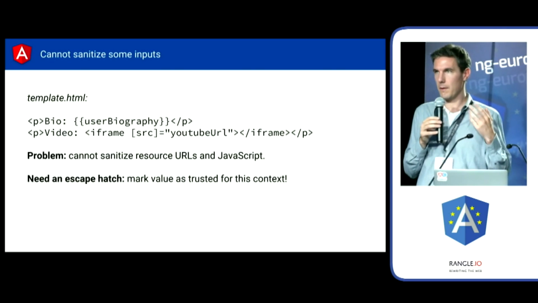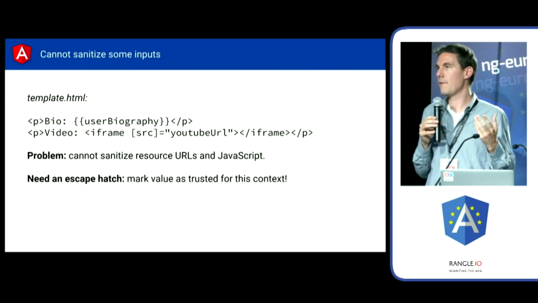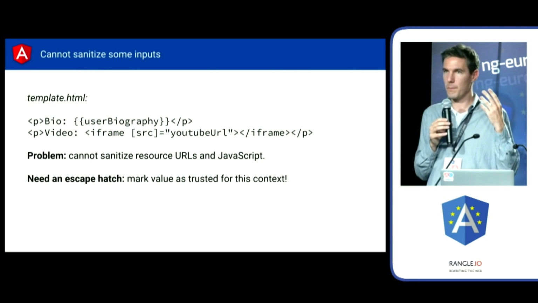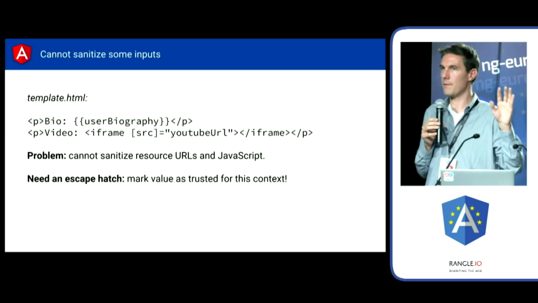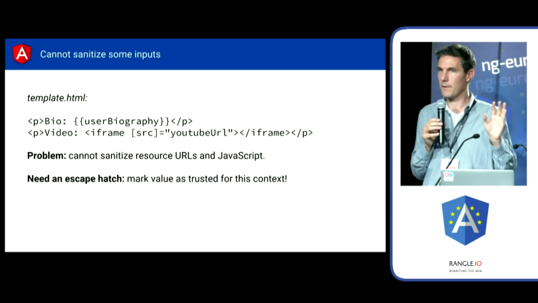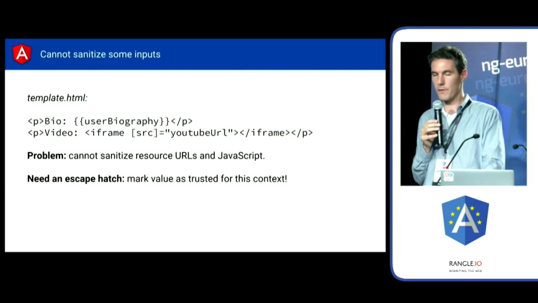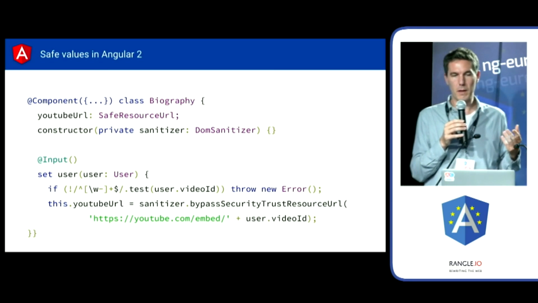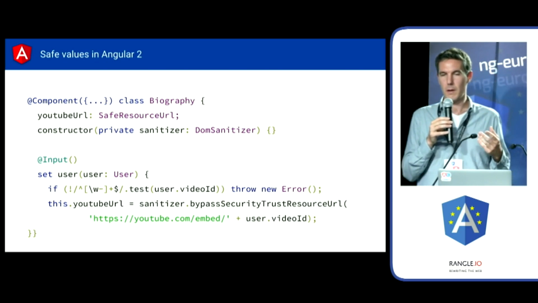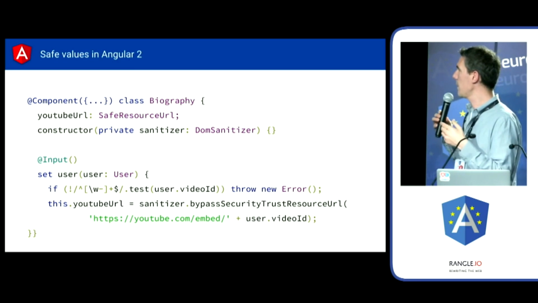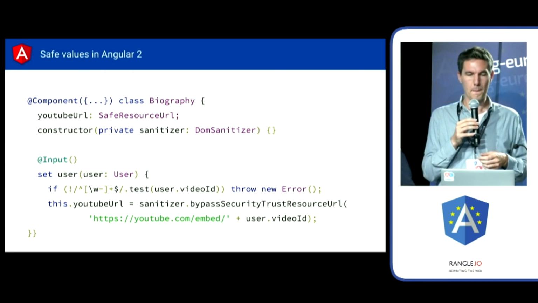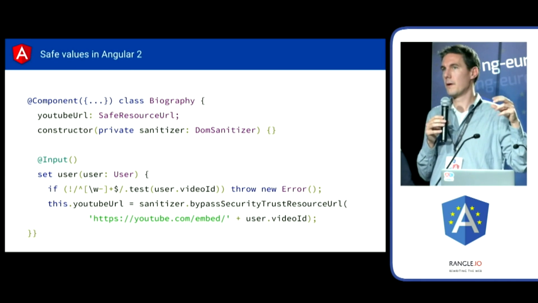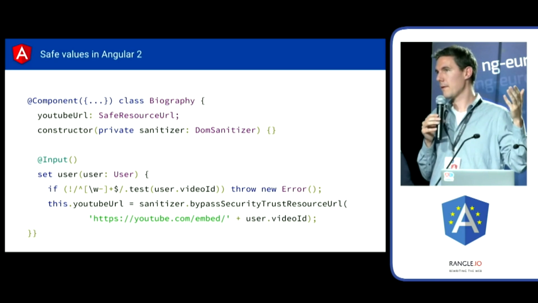And now the solution here is that we will have to have an escape hatch. We need to be able, as a programmer, to tell Angular, hey, this thing, I checked it myself, this thing is fine. It's not an attacker, this is my code doing the regular thing that it's supposed to do. And so if we write a component in Angular 2, we might have our biography component here. It has a constructor which takes the DOM sanitizer as an injected element. And then as the setter, the component takes as an input a user.